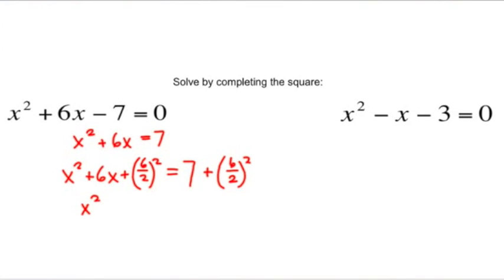All right, so as we move this through, now I have x squared plus 6x plus 3 squared. 6 divided by 2 is 3 squared. And really we know that that's 9, but there's an important reason for why we're thinking about it in terms of 3 squared. Equals 7 plus 6 divided by 2, again that's 3 squared, and that 9, that's 16. So x squared plus 6x plus 9 equals 16.